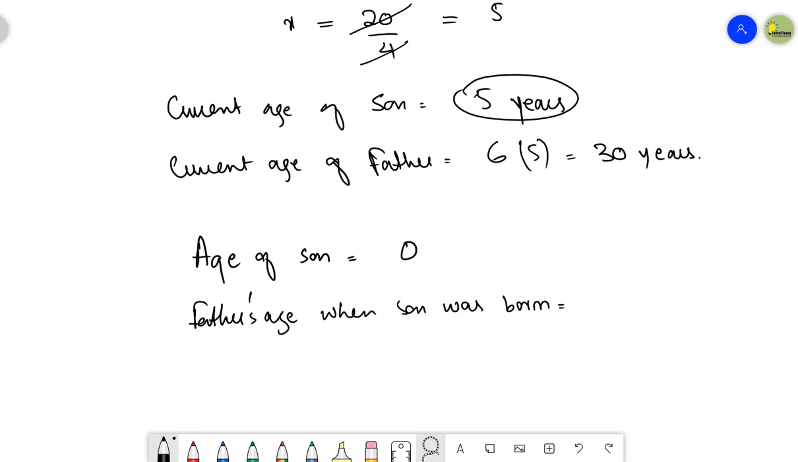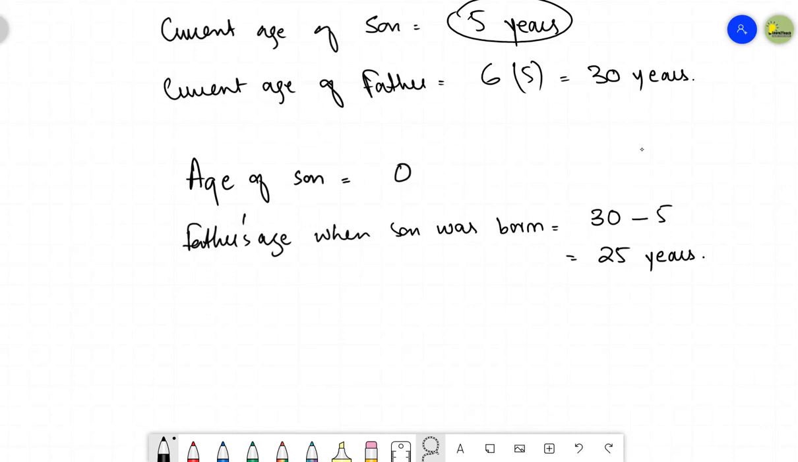So, before 5 years, the son was 0 years old, and before 5 years, the father was 30 minus 5, 25 years old. You need to go back 5 years so that you have the son's age 0 and the father's age 30 minus 5, 25 years. So this is what exactly you need to calculate.